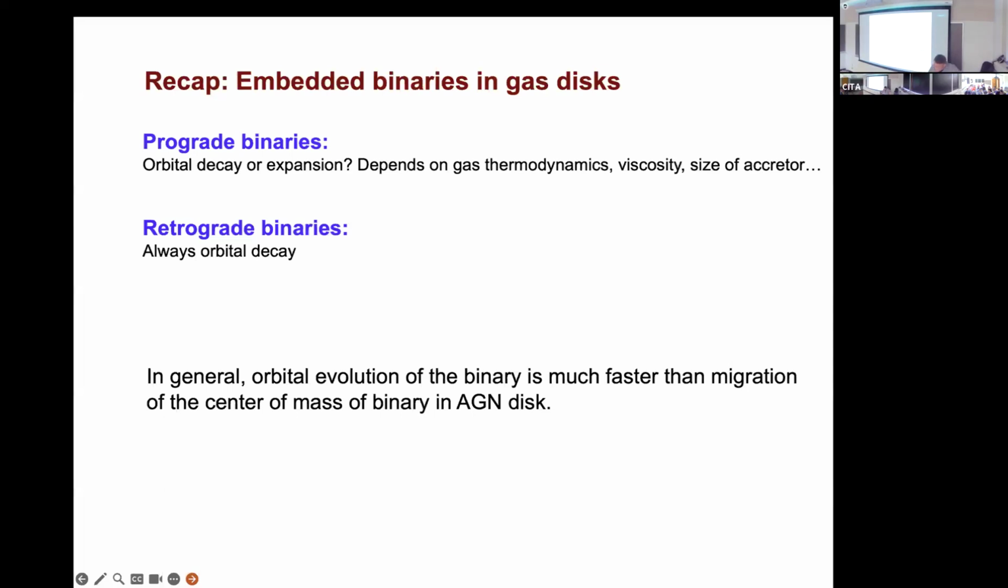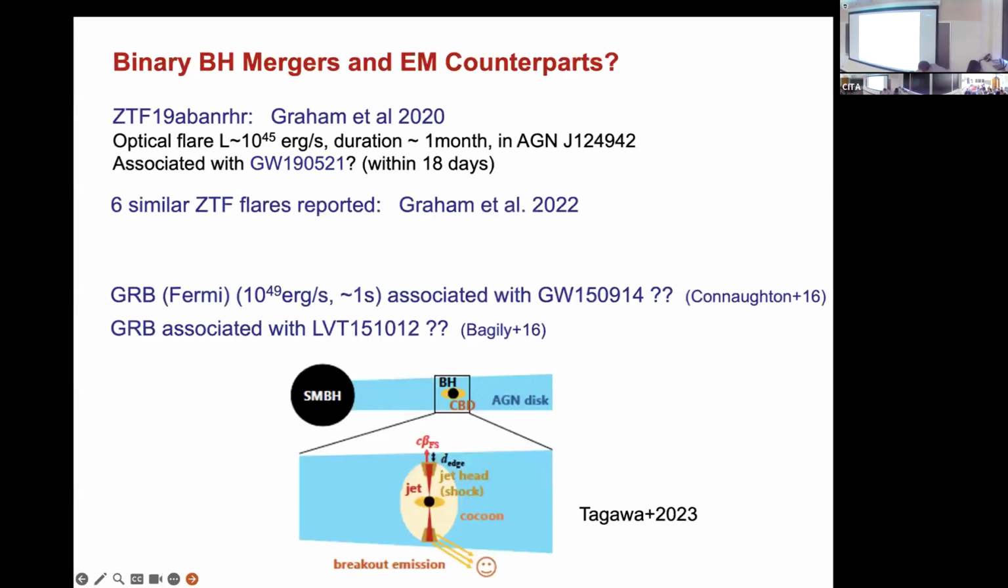Retrograde binary: I told you that you can form a retrograde binary. That always decays. That's actually pretty clear. In general, the orbital evolution of the binary is much faster, so the binary can shrink faster than the migration of the central mass in the AGN disk. So that's this sort of gas-assisted merger.